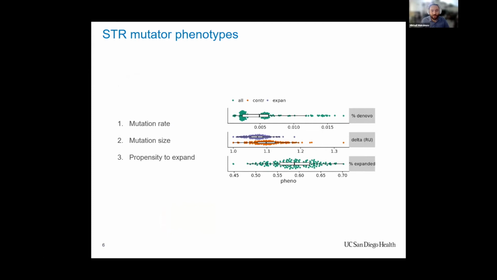But then to actually investigate mutational properties of STRs, we need to come up with some metrics that we could run QTL mapping on, and we decided to look at different quantitative phenotypes. So being mutation rate, mutation size, and propensity to expand. The rate is just a proportion of genotyped loci that are new variants in the strain. And the mutation size is the average size of increase or decrease in the STR length in repeat units. And then the expansion propensity is a proportion of new variants which are expanded in the strain as opposed to being contracted.